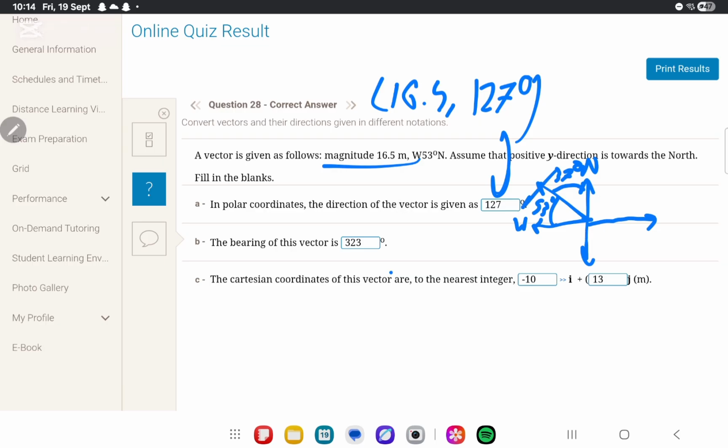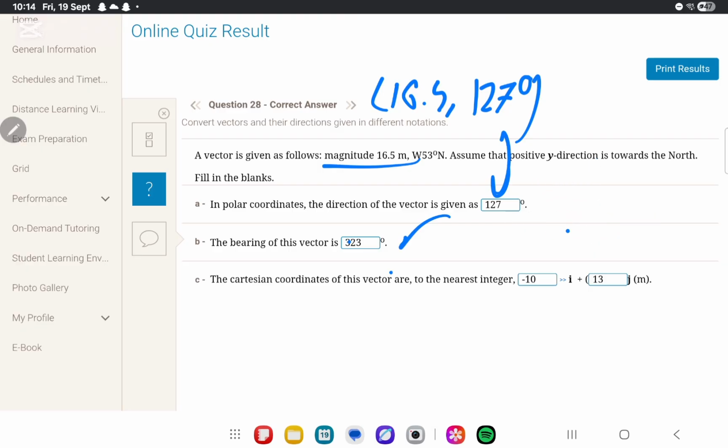The bearing. Now, the bearing is going to be 90, 180, 270, and then 270 plus 53, 323. Done. Because remember, I'm at 270 here, I need 53 degrees more to reach that vector. So that's why we add 270 plus 53. And if you don't know how we get 90, 180, 270, remember the angle between two axes is 90 degrees. So this is 90 degrees, this is 90 degrees, this is 90 degrees, 90 plus 90 plus 90, 270.